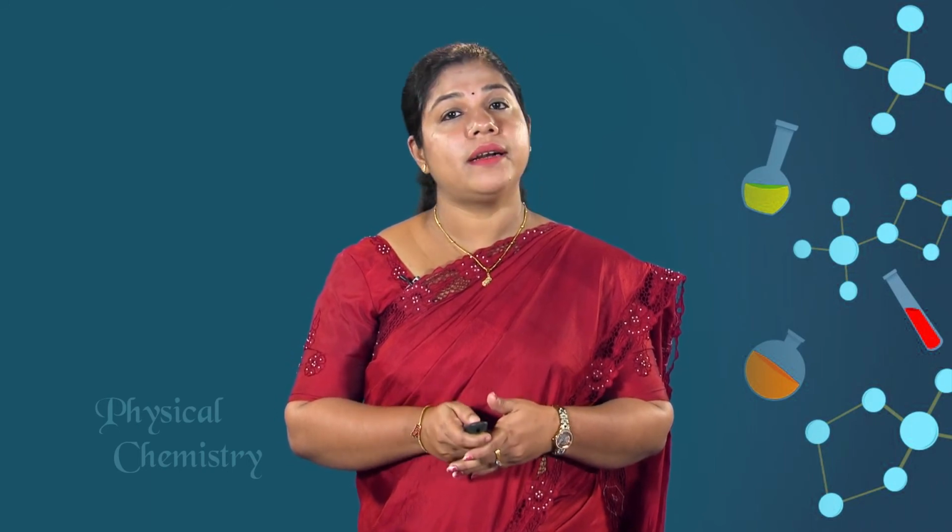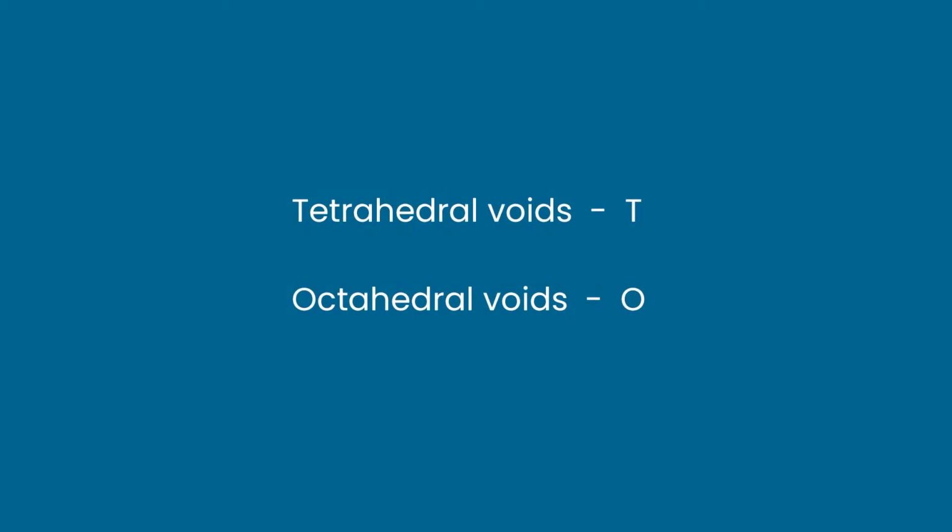Now, let us place the third layer over the second layer. Stacking of the third layer over the second layer can be done in two ways. First, by covering tetrahedral voids, second, by covering octahedral voids. Before placing the third layer, let us discuss the two types of voids. There are two types of voids, tetrahedral void denoted by T and octahedral void denoted by O. Let us study how these voids are formed.